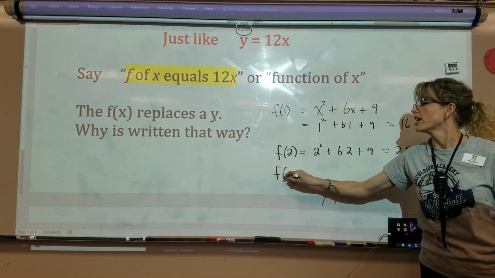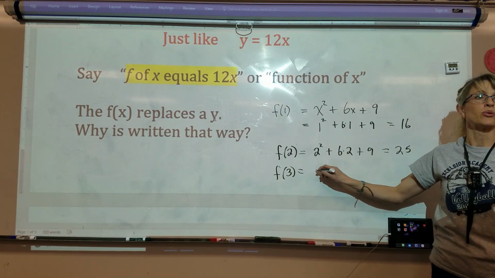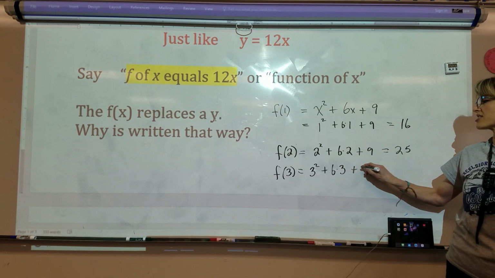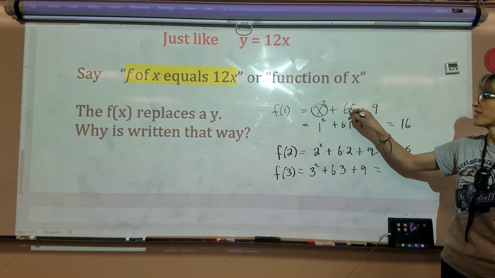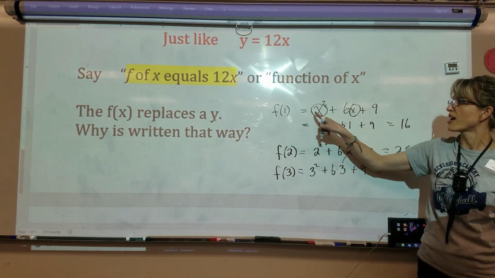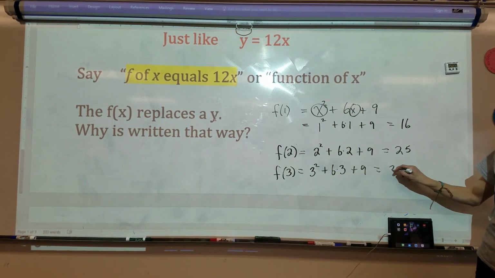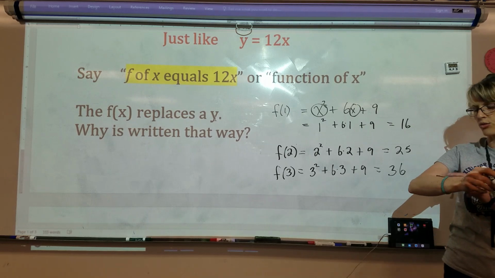And I can figure out f of 3. If 3 is my input, I would go 3 squared plus 6 times 3 plus 9. You want to see what I'm doing? x is my input. So whatever number is there, I substituted in for x. 9, 18, 27, 36. So that's one cool way.